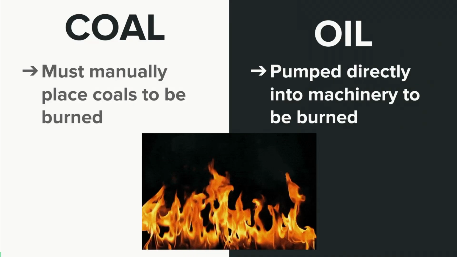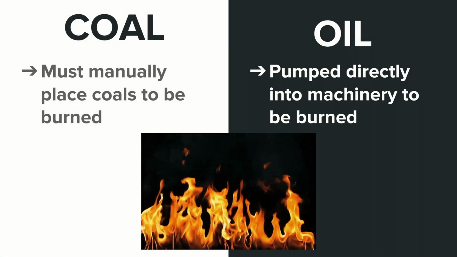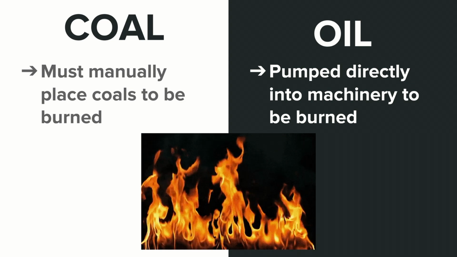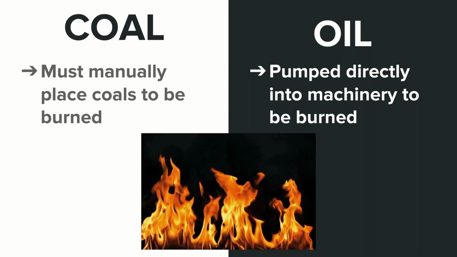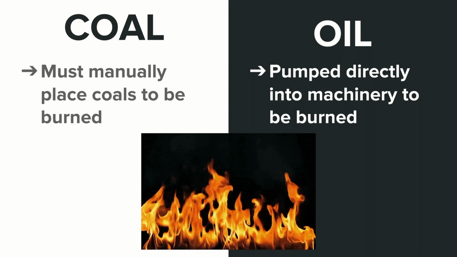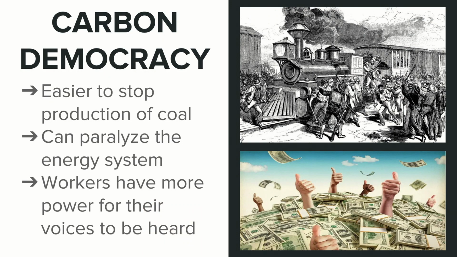Lastly, how oil and coal are used can be compared. Coal must be manually placed by workers in order for it to be burned. Oil, on the other hand, uses machinery to directly be pumped. Both processes are then used as a form of energy source. With coal, it was easier to stop its production. When the coal miners went on a strike, it prevented the flow of energy across Europe since there were no workers to do the job.